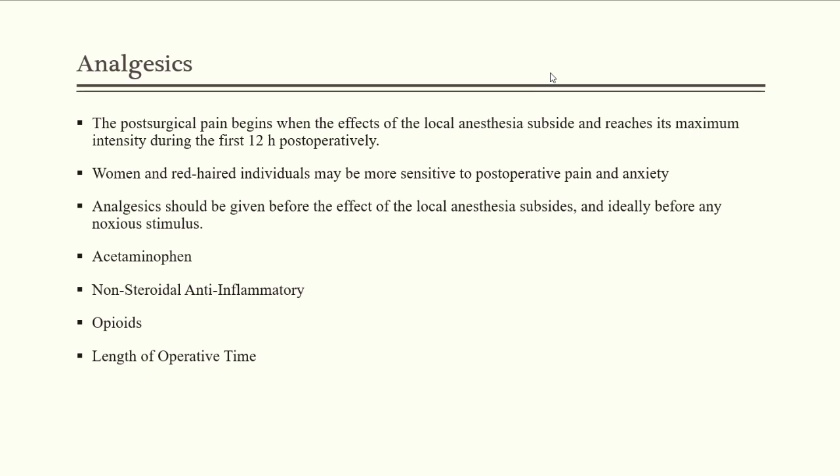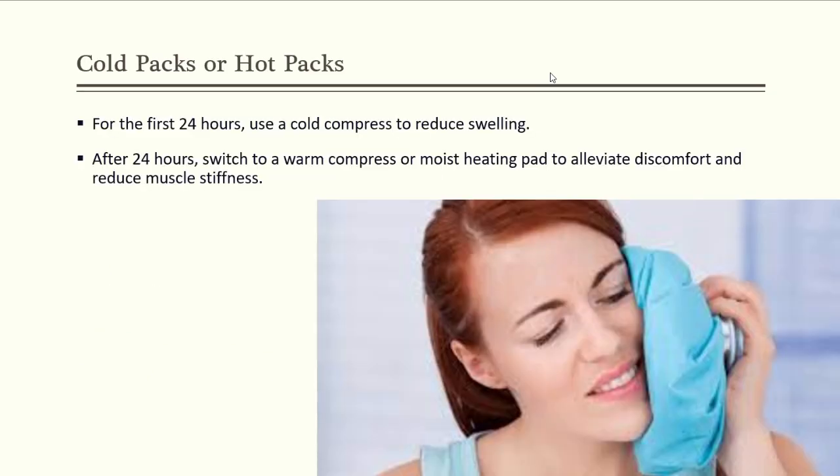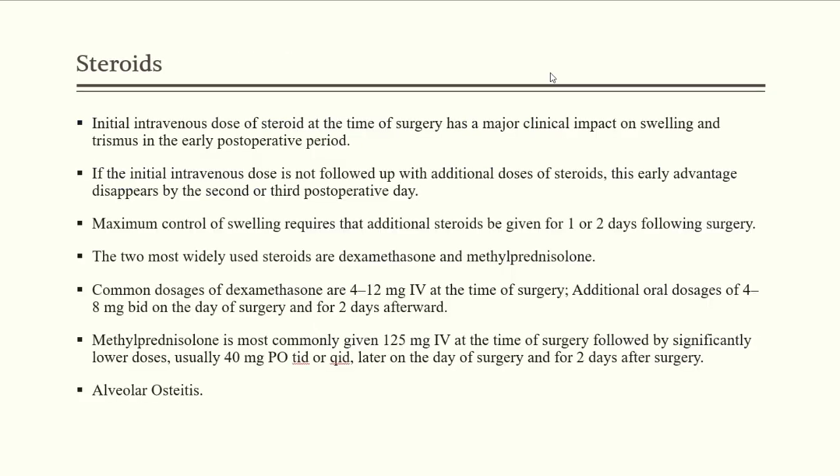Paracetamol, non-steroidal anti-inflammatory, opioids, all of those are possible options. And the length of the operative time is very important. If we took like 1 hour to extract the tooth, we will need a lot of painkillers. But if it was like 5 minutes or 10 minutes, we won't need the same, okay? Now for the first 24 hours, we use cold compresses. After 24 hours, we switch to warm compresses and moist heat to reduce muscle stiffness.